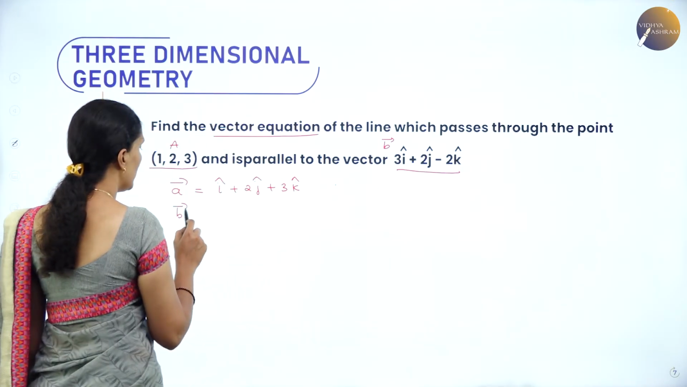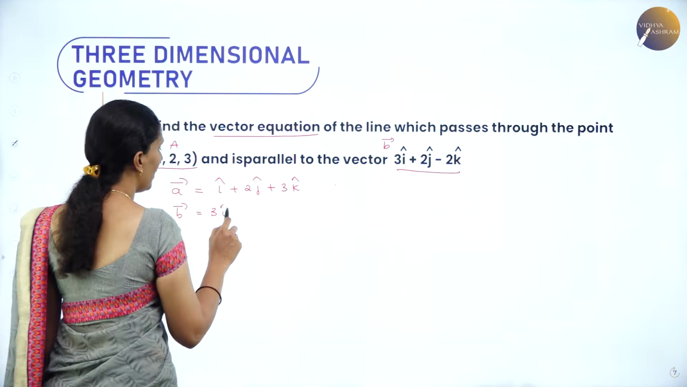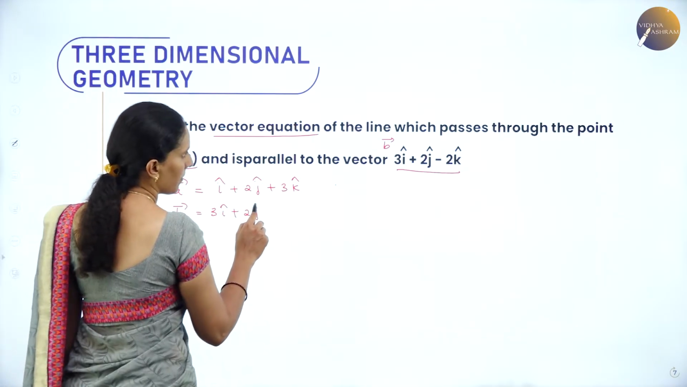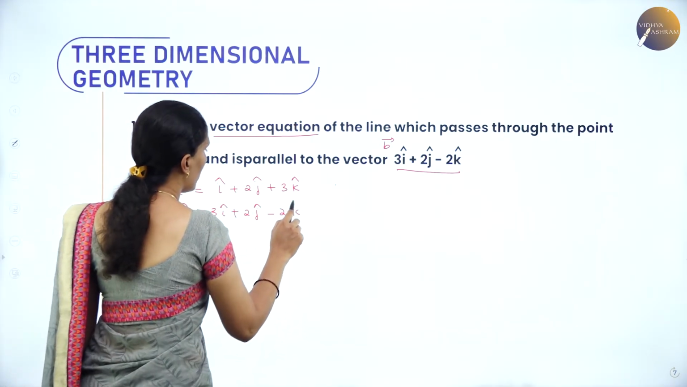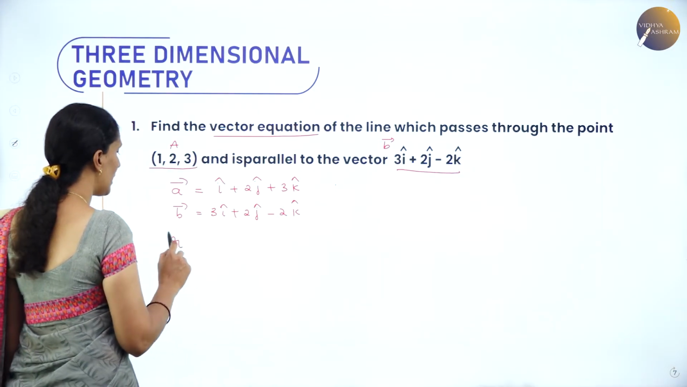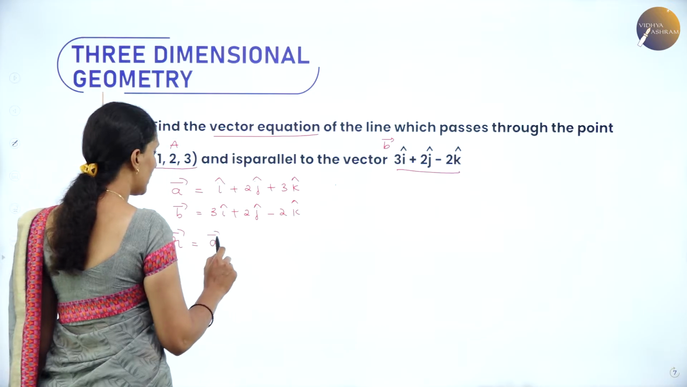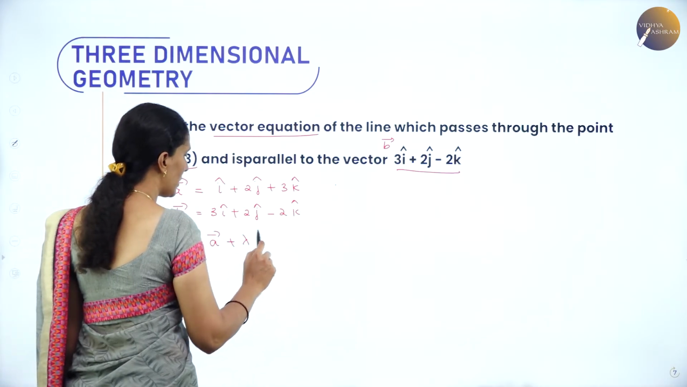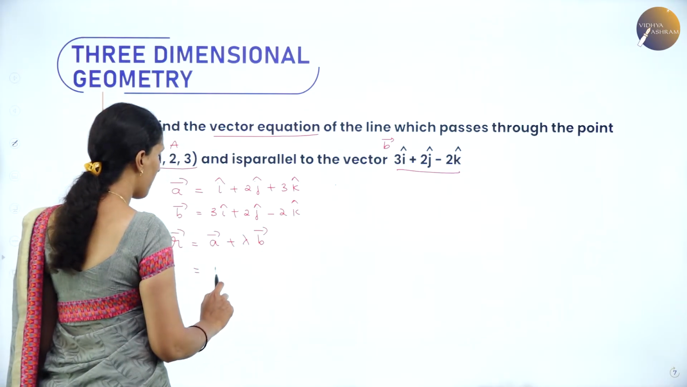That is, vector b is equal to 3i plus 2j minus 2k. Now we know that in vector form, the equation of a line is vector r is equal to vector a plus lambda into vector b. What is vector a?